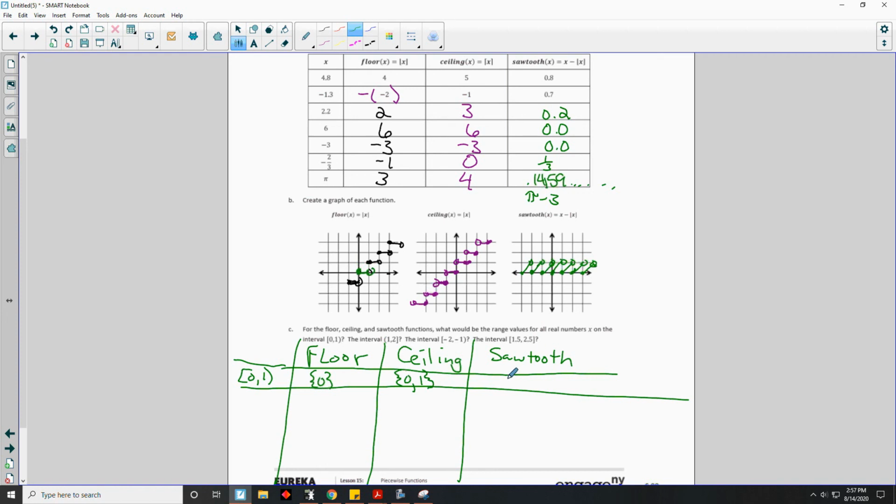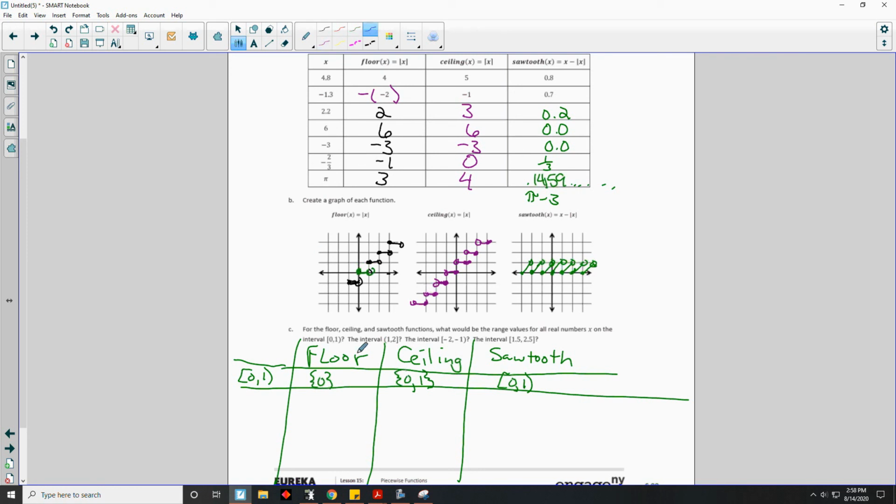For the sawtooth, from 0 to 1, not included, the range goes from 0 to 1, so I would just say including 0, comma, but not including 1. Okay? It's a little confusing, but take your time.